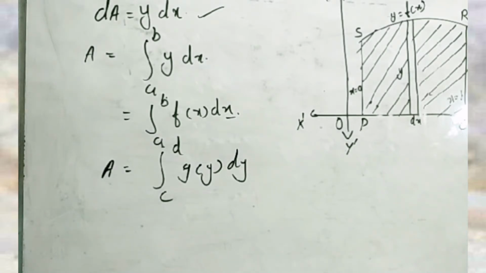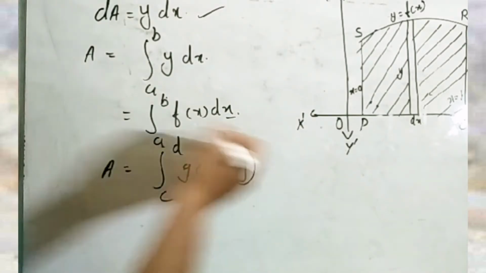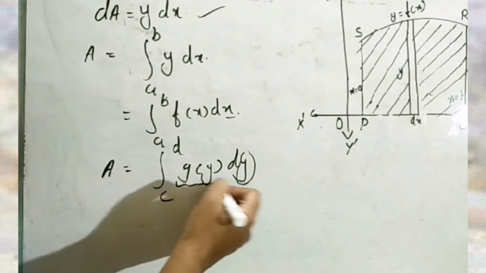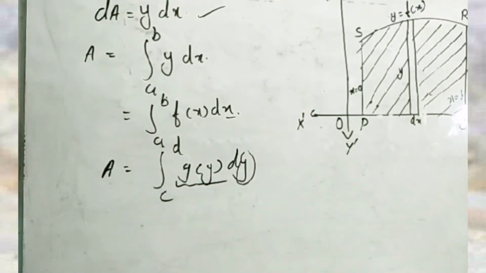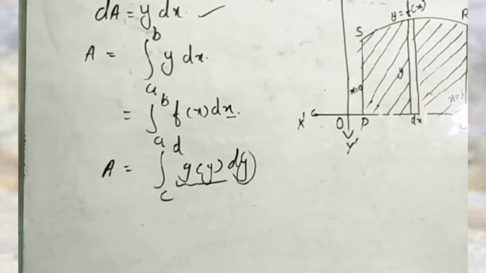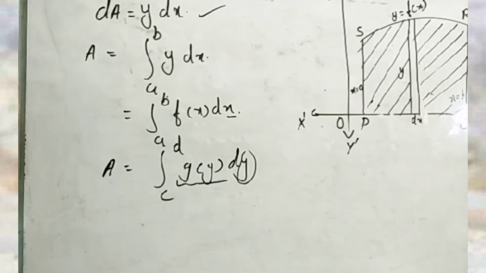What is the speciality of the second formula? In the second formula, we are doing the integration with respect to y. So the function here should be in terms of y, and the interval of integration should be the interval corresponding to y. So we can find the area under simple curves either by using the interval of integration of x or the interval of integration of y.